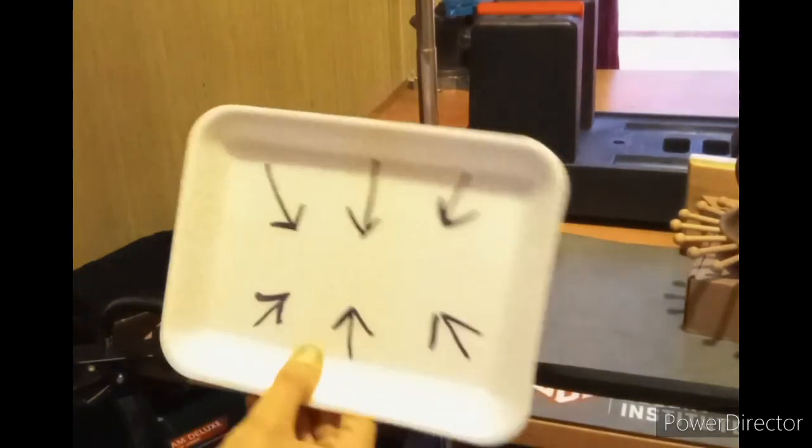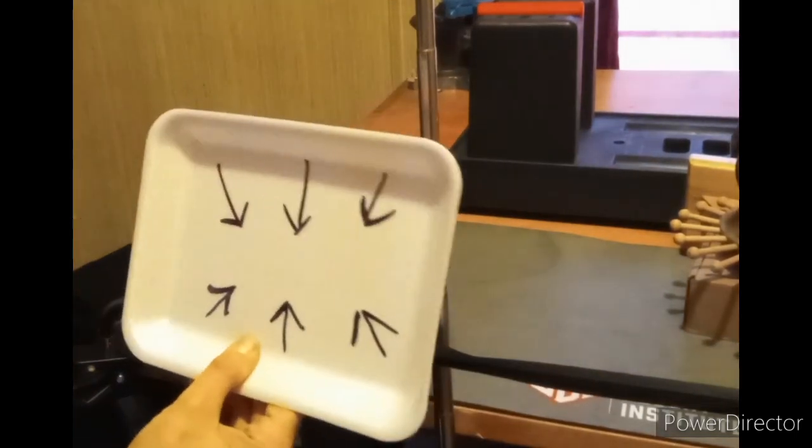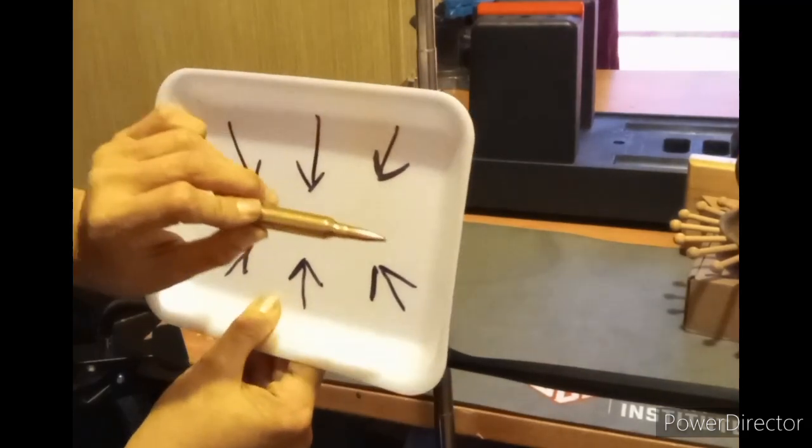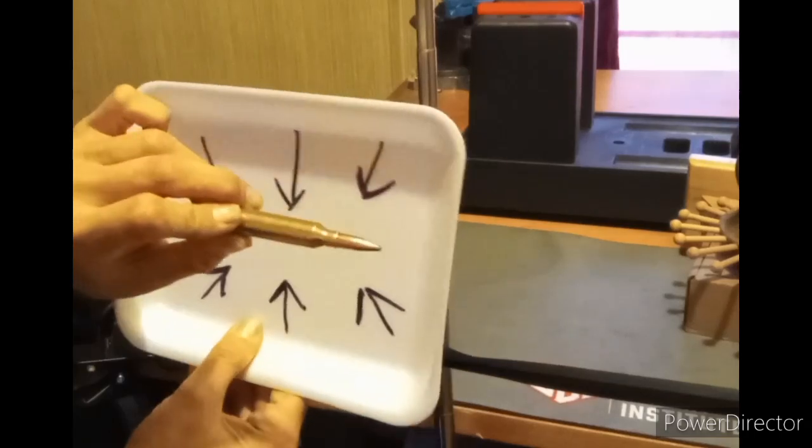And drag is the effect that wind has on a bullet as it's going through the atmosphere. It acts on the bullet the whole time it's in flight.